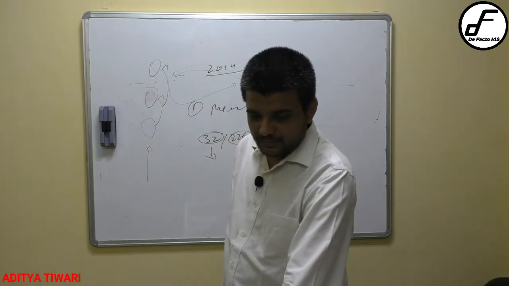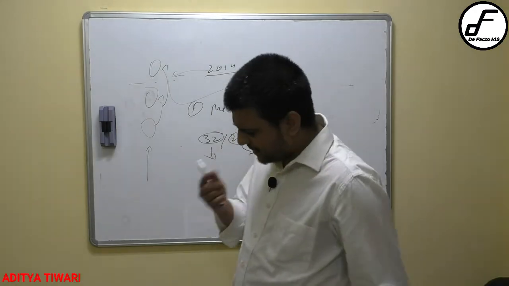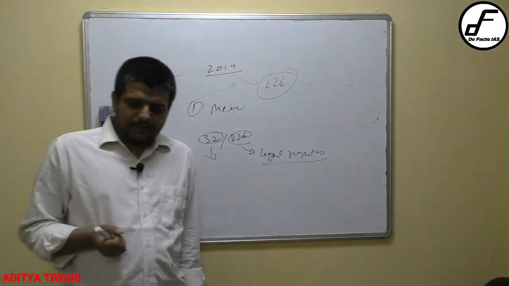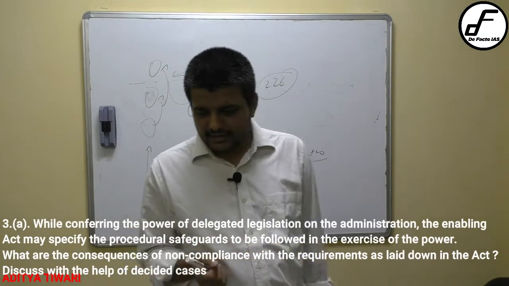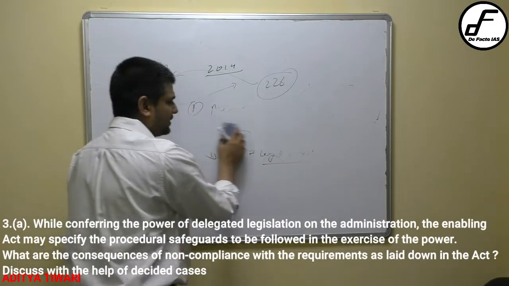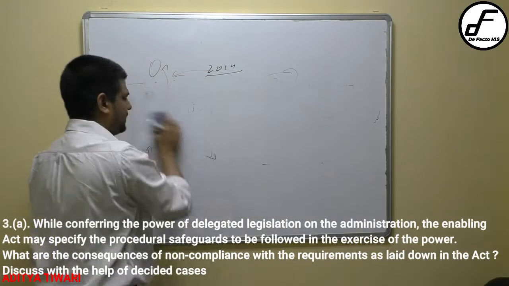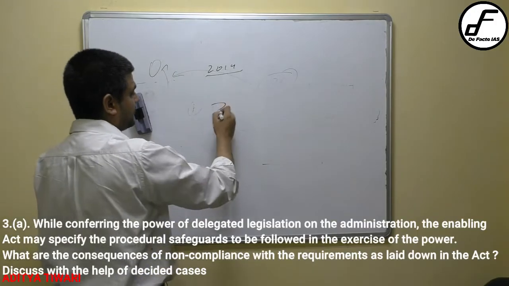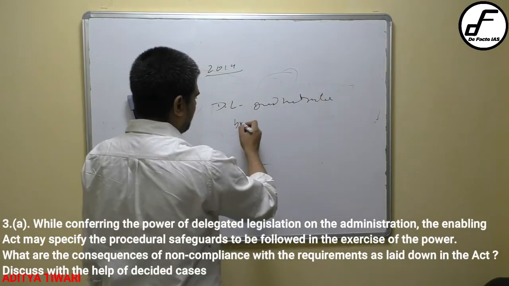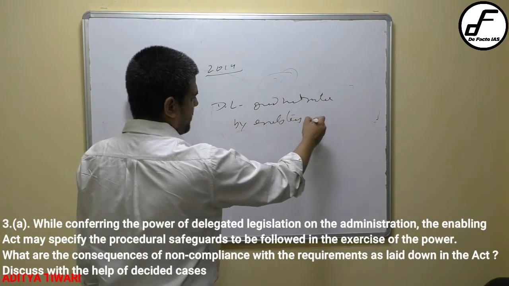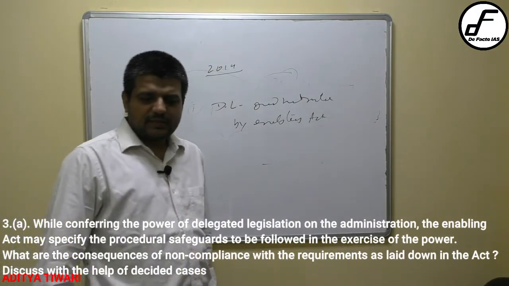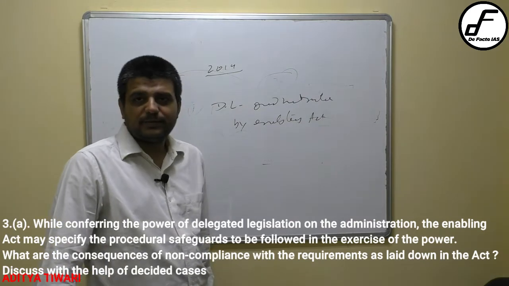Now let us come to question number 3. Question number 3 is a very interesting question, I must add. It says, while conferring the power of delegated legislation on administration, let me write it down, delegated legislation on administration by enabling act may specify the procedural safeguard to be followed in the exercise of the power.